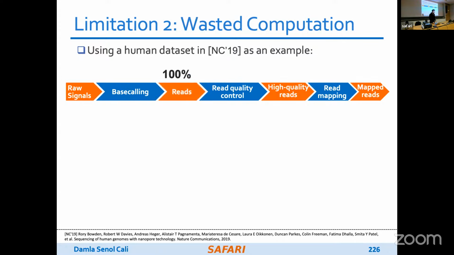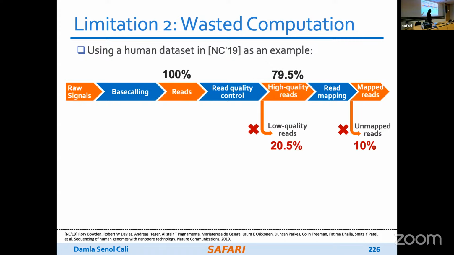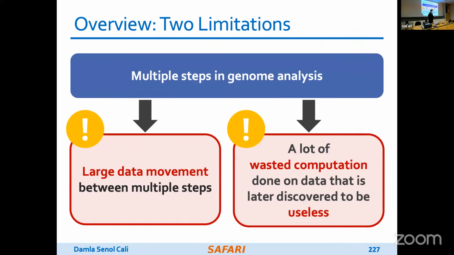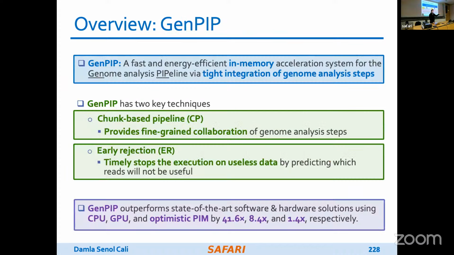This is another way of showing this. We start with 100% of data, but we end up only having 10% of it. Basically, there's a large data movement here, and some of this data that moves is actually unnecessary because it won't be useful for our downstream analysis. So the key idea in GenPip is, can we not generate the data fully, but only generate a chunk of it, and then analyze that chunk quickly in the downstream analysis, and then figure out whether we need to keep sequencing or generate the next chunk of that data, because maybe that chunk or that read is going to be useful for us.